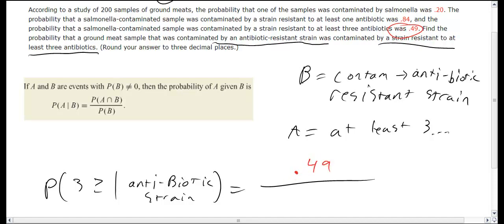So then the denominator is going to fall into this group where we're saying, okay, we want the probability of B. B is just the probability of it being contaminated by an antibiotic resistant strain. And the probability of being contaminated by a strain resistant to at least 1 antibiotic was 0.84. So down here in the denominator we get 0.84. And we're done. Now we just do the division and that'll give us the answer to the problem. Hope that helped.